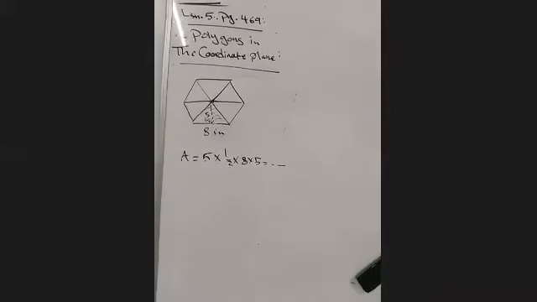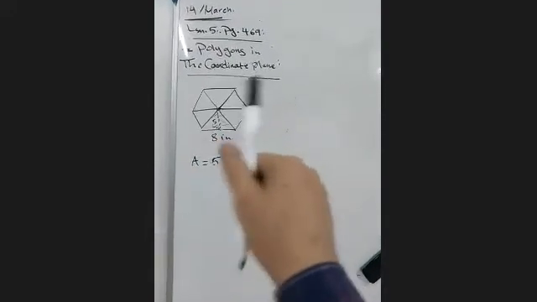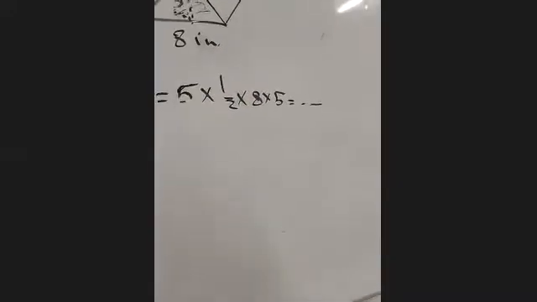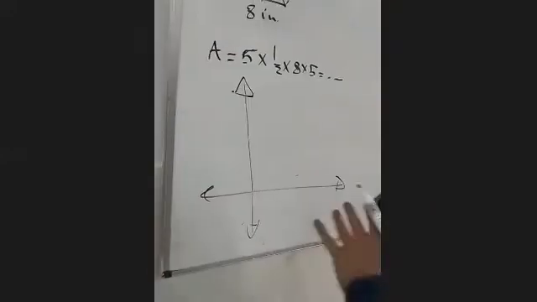So this is what we took in the previous lesson, how to find the area of regular polygons. Today we'll use polygons in the coordinate plane. We know what the coordinate plane is: the y-axis is the vertical one, and the x-axis is the horizontal one.